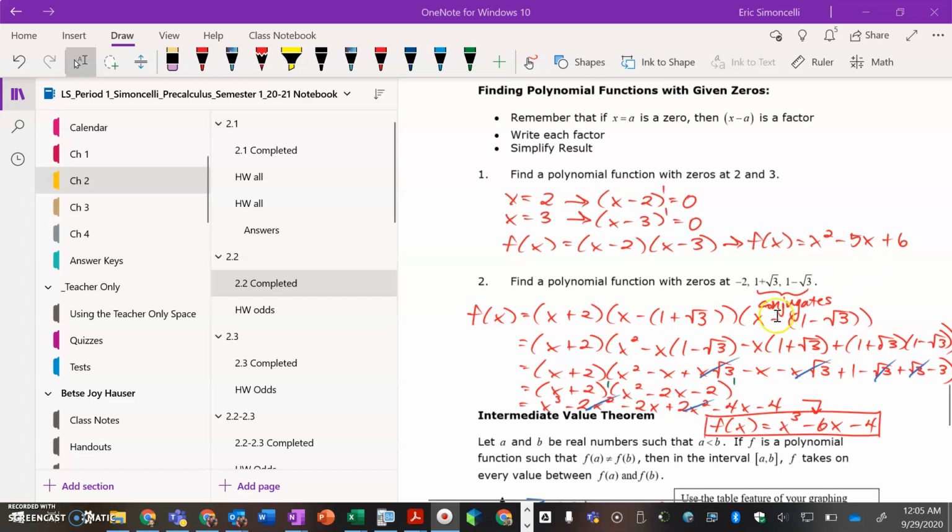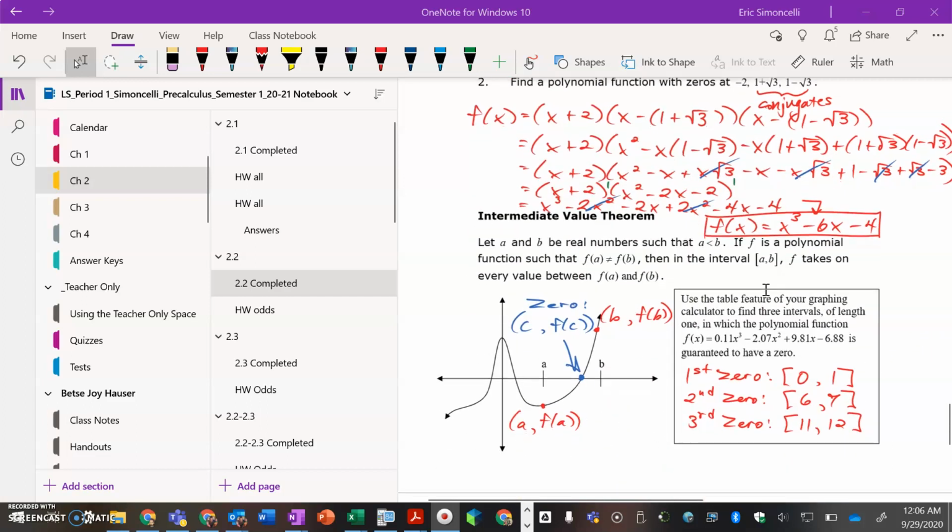I do want you to continue on with the next problem. Try it out. It speaks to a nice irrational pair of roots here, which are conjugates of each other. And I also want you to take a look at the intermediate value theorem as you conclude.